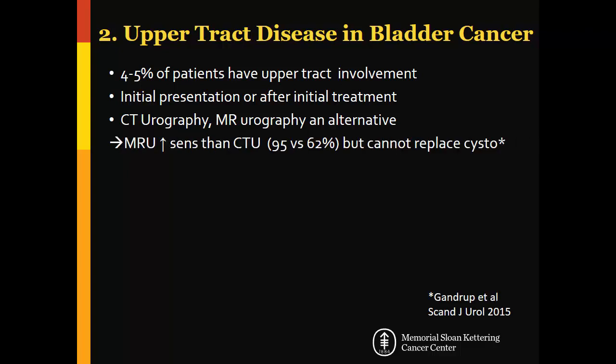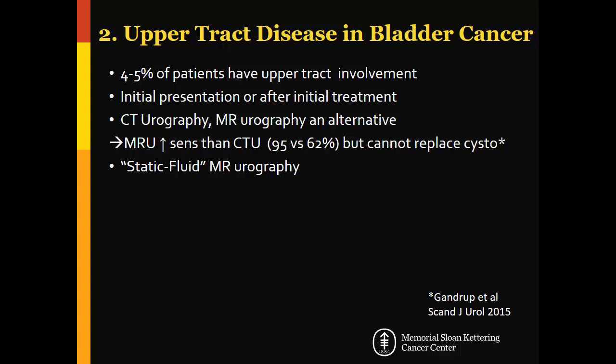However, some recent papers, including this one published last year, found that actually MRU has better sensitivity than CT urography, but still imaging cannot replace the approach of cystoscopy and biopsies, given that there were a number of tumors that were seen on cystoscopy that weren't seen with either MR or CTU. So it still remains sort of a staging mechanism rather than a primary diagnostic.